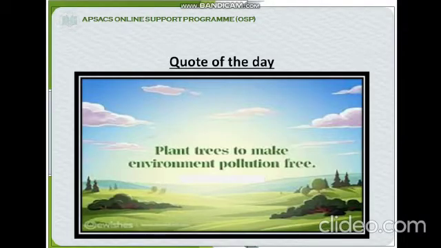Quote of the day: plant trees to make environment pollution free. So my dear students, it's a humble request to plant trees to save our environment.